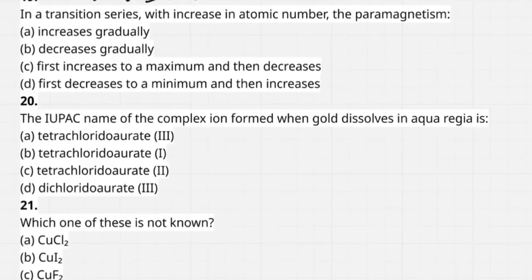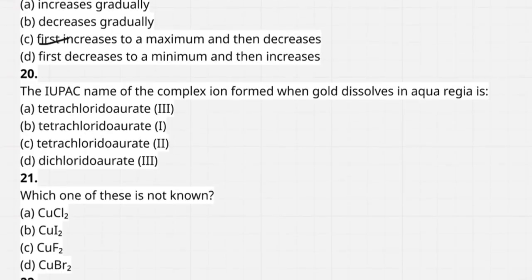In a transition series, with increase in atomic number, the paramagnetism. See here, as you move from scandium to zinc, the number of unpaired electrons first increases up to d5 configuration. After d6, pairing will start, so n decreases. So the answer is: it first increases to a maximum and then decreases. Next, I move to question number 20.